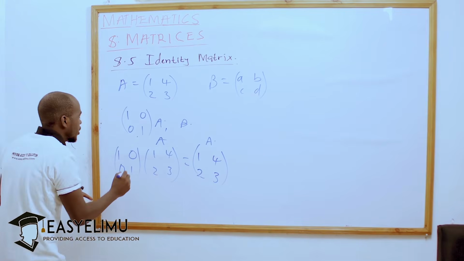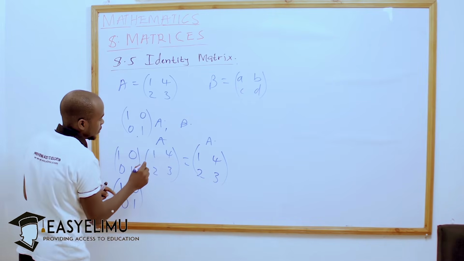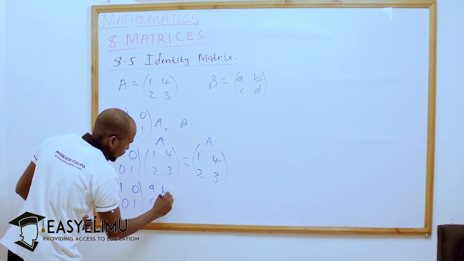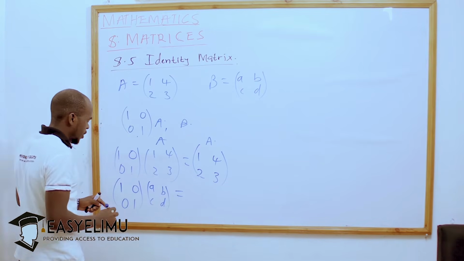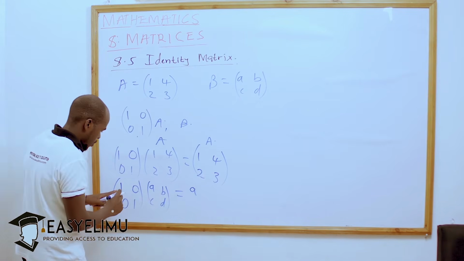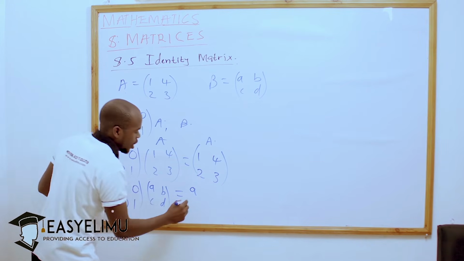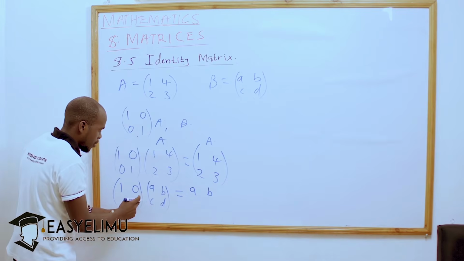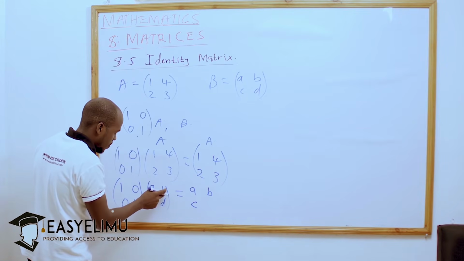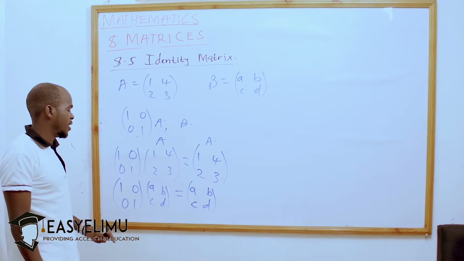Then we can do for B, that is 1, 0, 0, 1. You will find out that it's going to give us B, which is A, B, C, D. Let's see what we should get. 1 by A is A plus 0, A. 1 by B, B plus 0, we get B. 0 by A plus C is C. 0 by B plus D, we get D. So we are finding it is only mapping itself to itself.